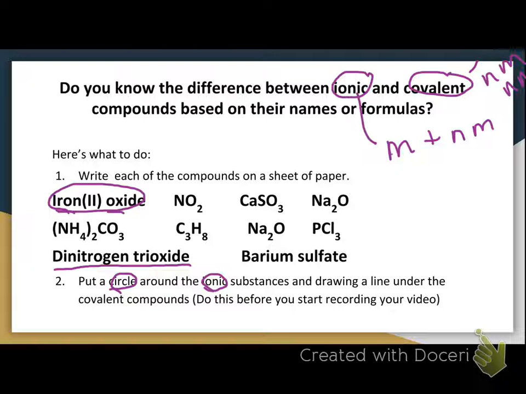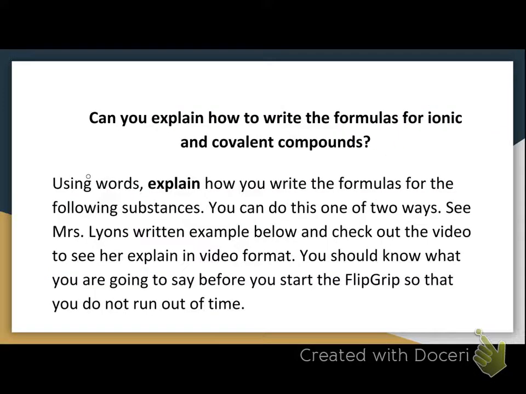All right. So what you should do, again, one of two things. Write these compounds on a piece of paper, circle, underline, save that page, and then go on to the next piece of information. Or type it into a Google Doc. Okay? One way or another, either through Flipgrid or a Google Doc, I want to see these on Monday.